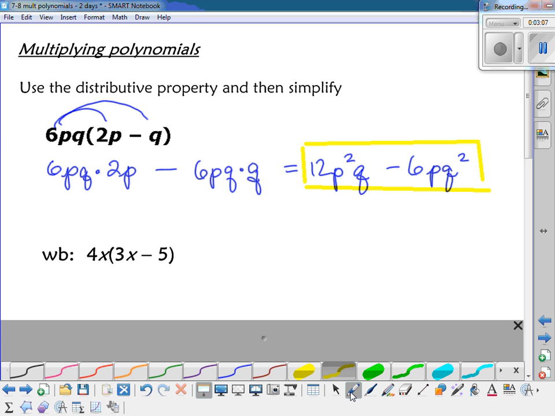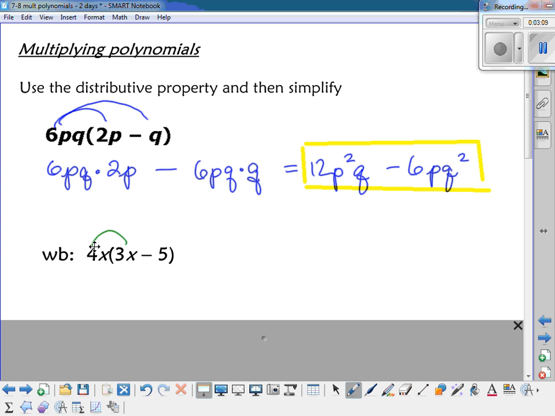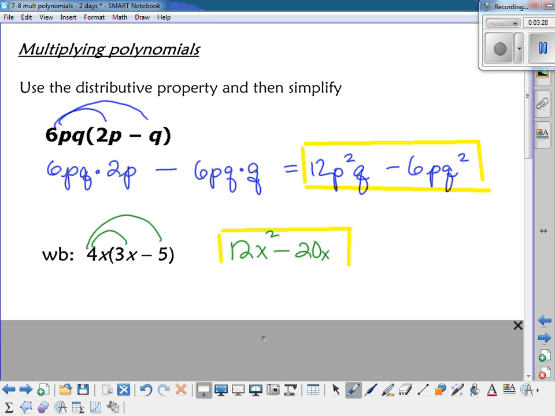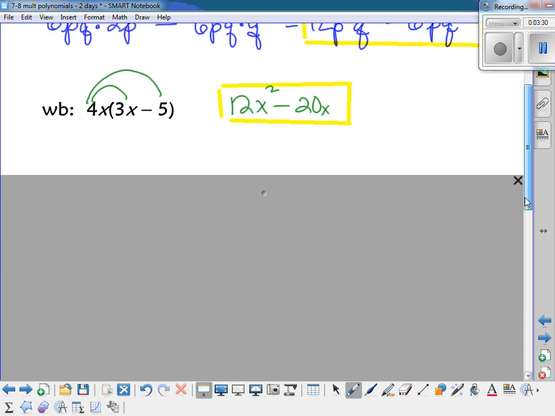Okay, so if you do 4x times 3x, what's 4 times 3? 12. What's x times x? X squared. Then you're going to do 4x times 5. So 4 times 5 is 20, and it's a negative 20 because of the negative 5. And then there's just the 1x. Most of you had that. Okay, next one is for your notes again.